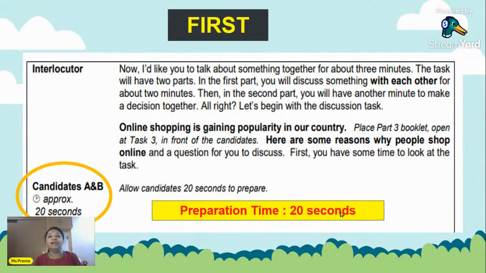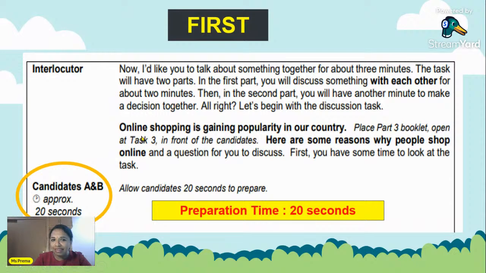Okay, let us see how the exam paper actually looks. You cannot see it exactly, as this is taken from the sample sheet for the students, so don't worry, I'm not violating any rules. Now you see the interlocutor, the teacher, uses this part. They will read out: Now I would like you to talk about something together for about 3 minutes. The task will have two parts. In the first part, you will discuss something with each other for about 2 minutes. Then in the second part, you will have another minute to make a decision together. All right, let's begin with the discussion task.